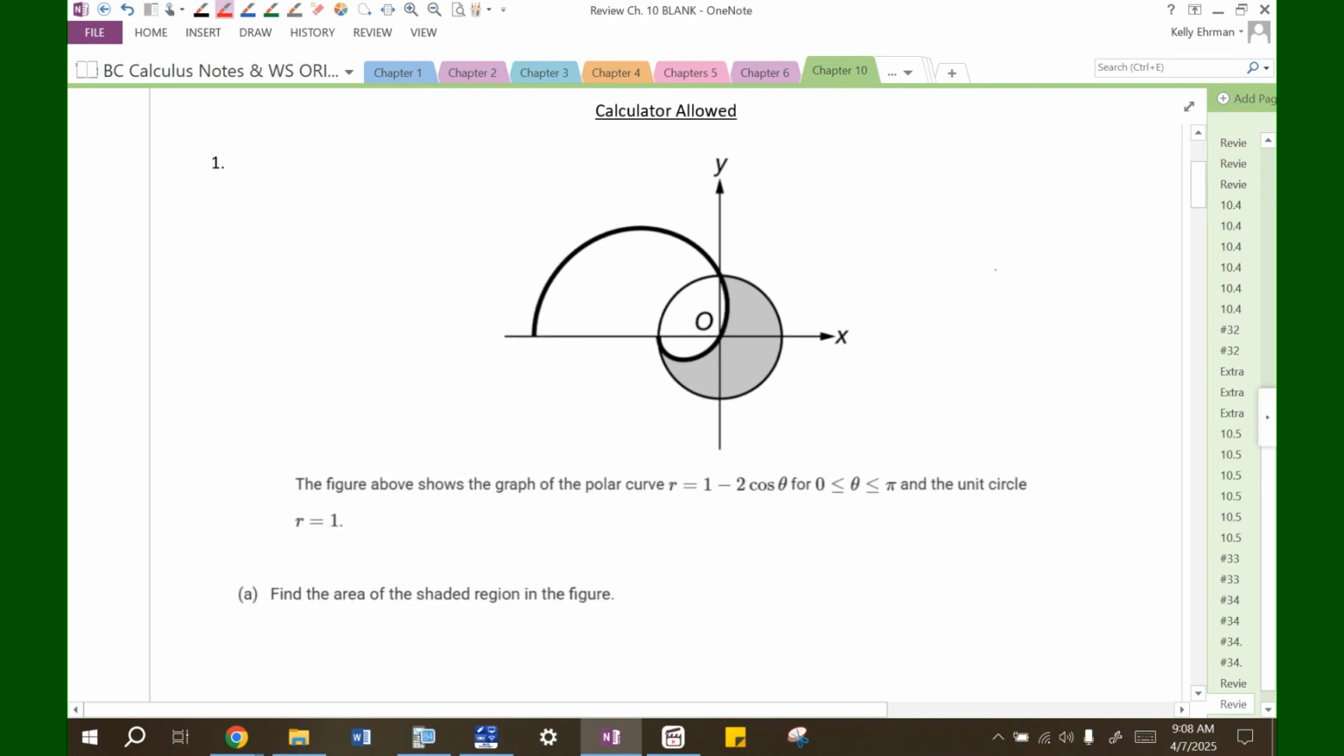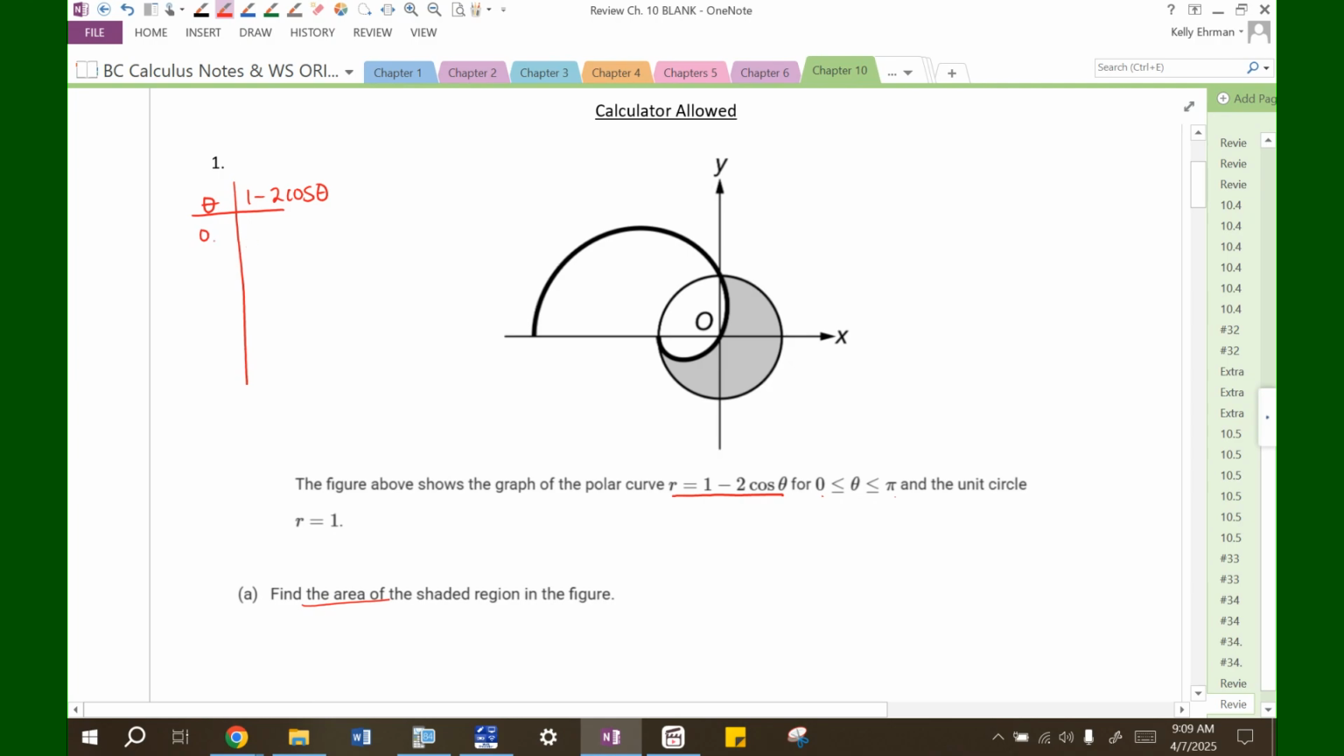So the figure above shows the graph of the polar curve r equals 1 minus 2 cosine theta for 0 to pi, and the unit circle r equals 1. It's a good idea to know where each curve starts and stops. It's not too hard to figure this one out. You can make a little table of points if you want to. But I just like to kind of verify, because the first thing we're doing, I should have said this, is finding the area of the shaded region. So I need to know where the area is inside of the circle and outside of this curve. So I need to know where does this curve start and stop.